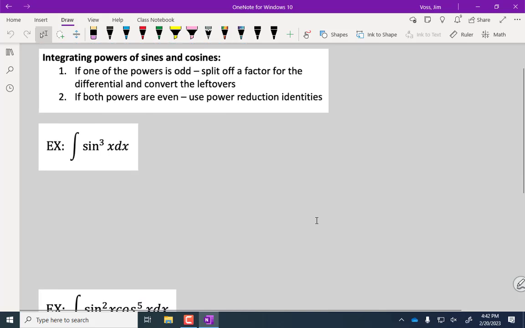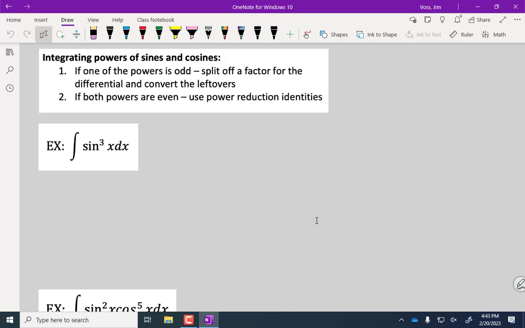Okay, so this stuff in 8.3 is not hard, but if you don't pay attention, it will feel hard. We are going to be dealing with powers of sine and cosine multiplied together, and powers of secant and tangent multiplied together. And we're going to have a couple of strategies to integrate powers of products here.